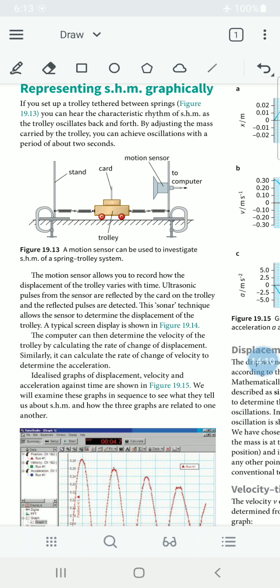When a trolley tethered between springs is pulled to one side, it will continue to move in simple harmonic motion, and the variation of its movement can be understood by listening to the sound it makes when going back and forth.